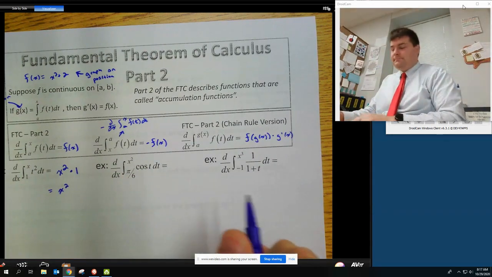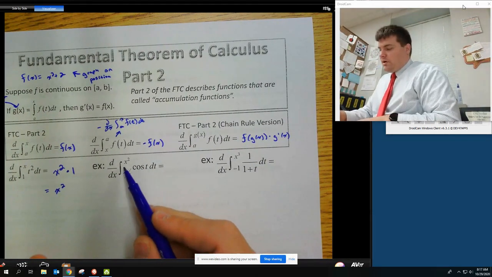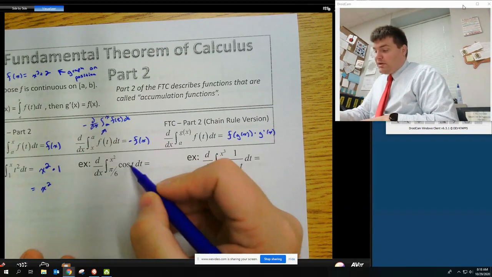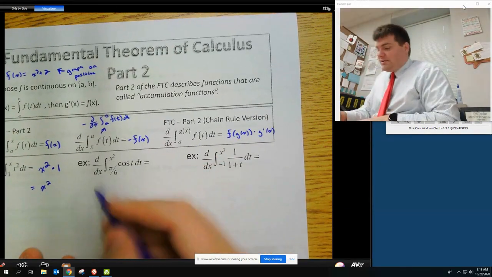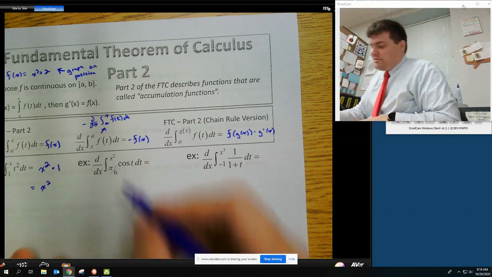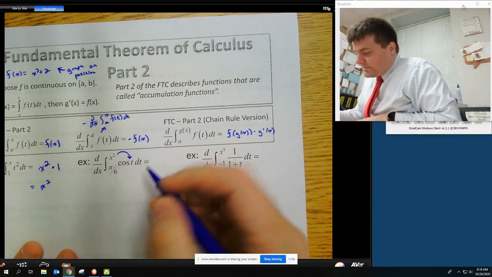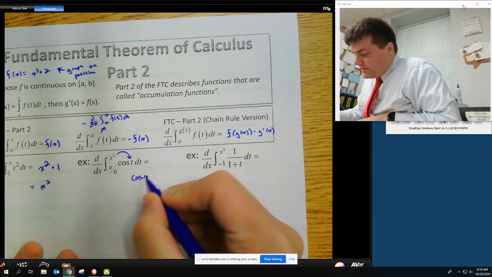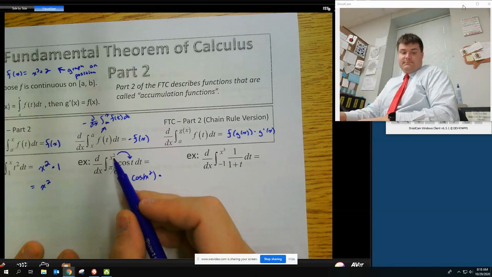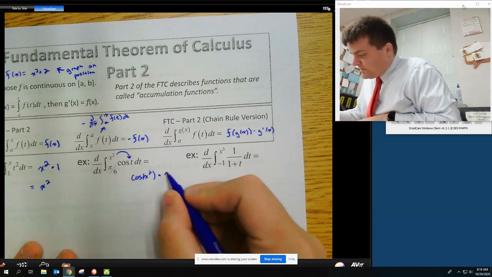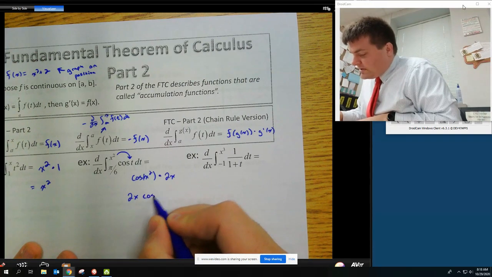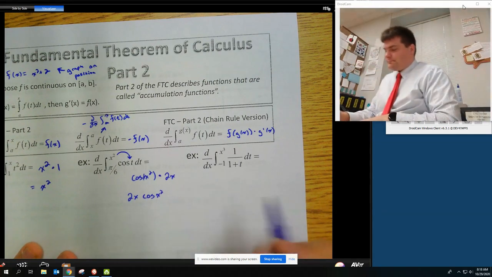Okay. Same thing here. All we're going to do here, take the derivative of this integral, is take our x squared and plug it into our cosine. I don't care about this bound. This bound is not going to affect anything. So I'm going to take my x squared and plug it in. So I'm going to get cosine of x squared times, what's the derivative of x squared? It's 2x. So just make this look nice and pretty. It's 2x cosine of x squared. Okay?